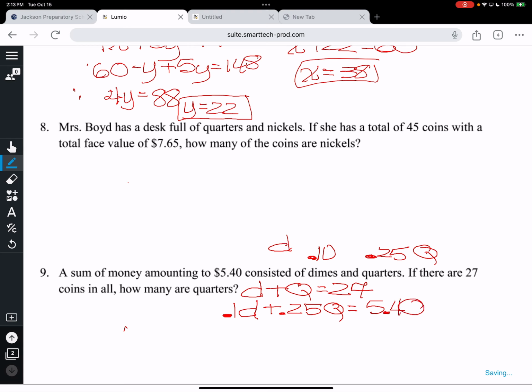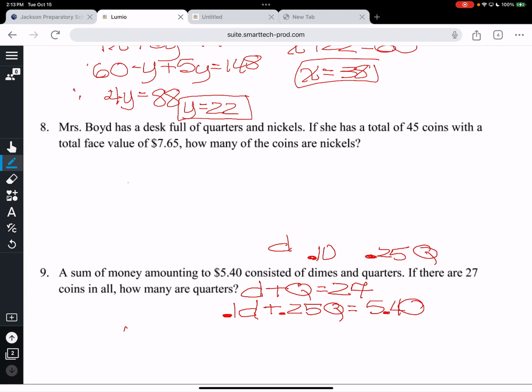Now, what could we multiply by to make all of these whole numbers, if we don't want decimals? We'll just move on with this.